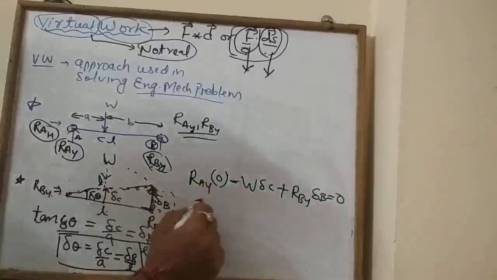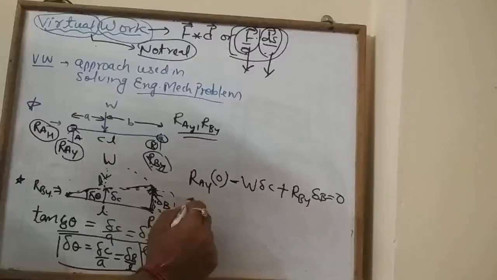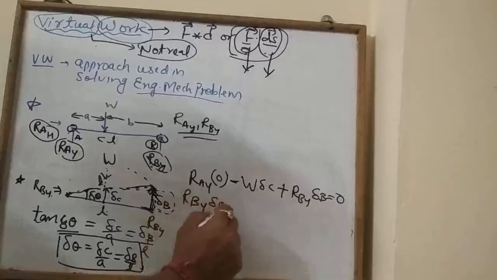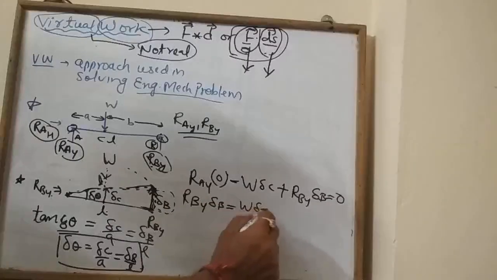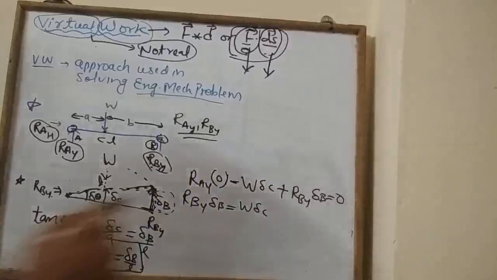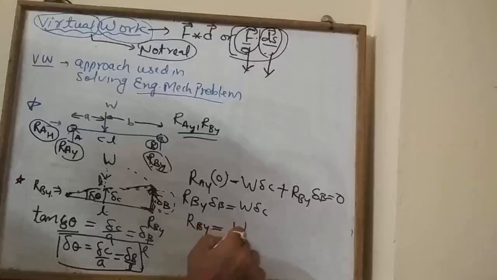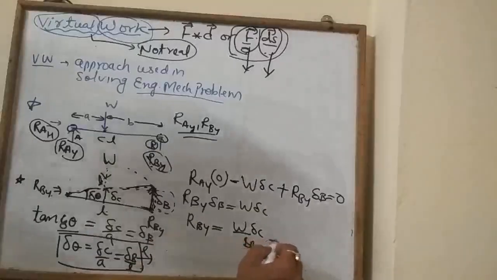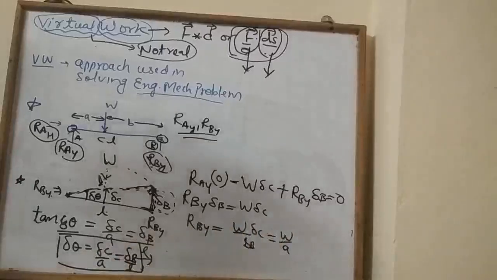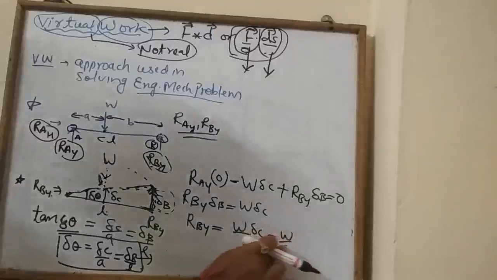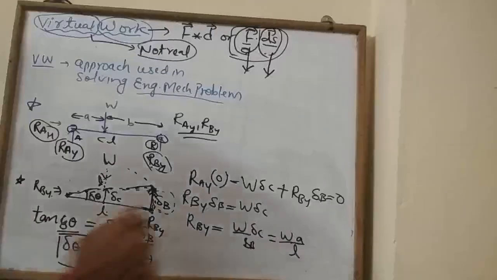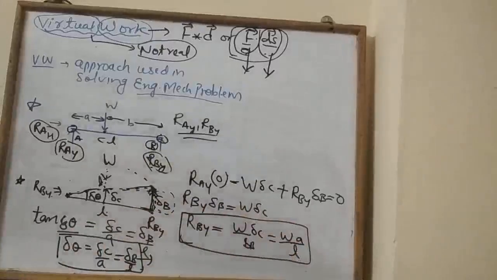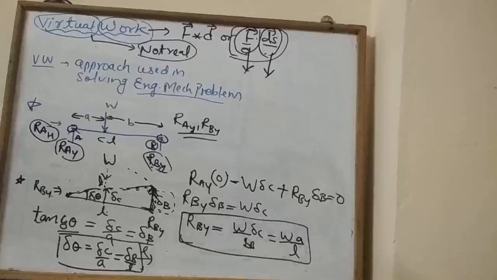So now we can say that RBY delta B equals W delta C. RBY equals W upon delta B delta C. Now from this equation, delta C by delta B equals A by L. Delta C by delta B equals A by L. So we have RBY equals WA by L. RBY we have calculated.